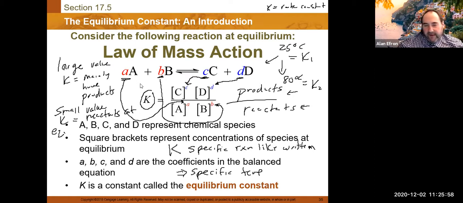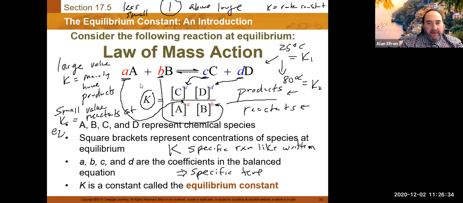What is a large value or a small value? It is that big number 1. So anything above 1 is considered large. Anything less than 1 is considered small. And really, in order to get 1, you would need to have the exact same amount of products and reactants. So that's why 1 is our defining line between a large or small value.